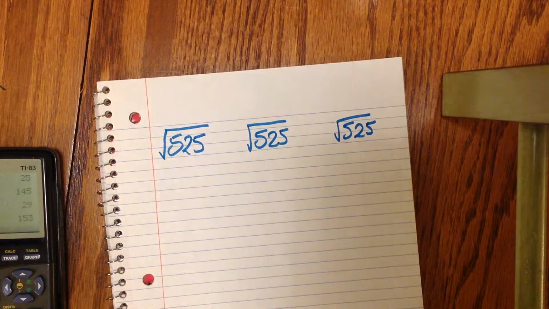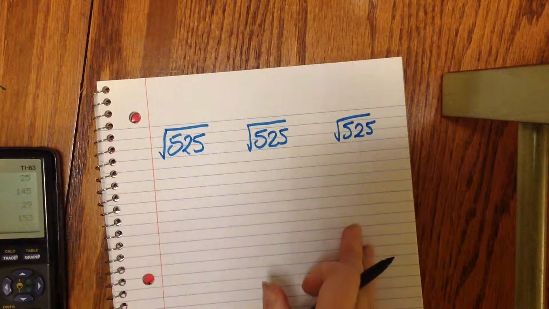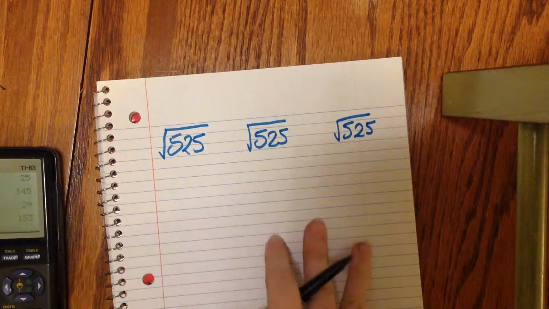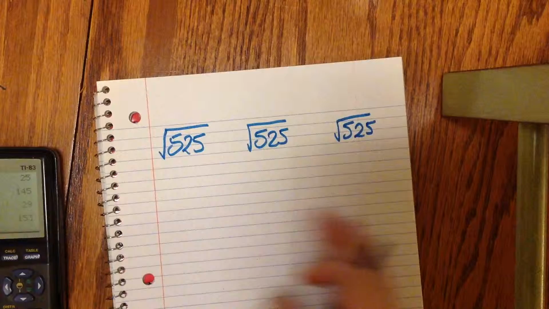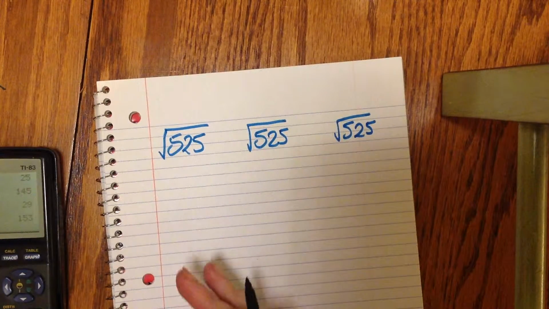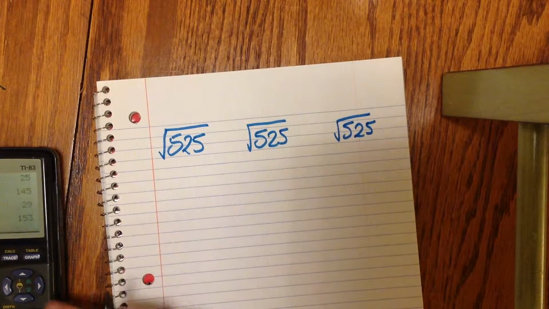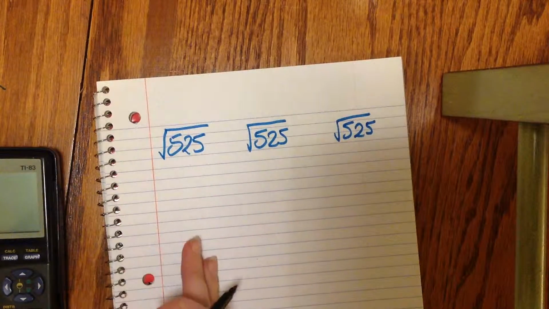Alright, so you can see that I've written the exact same problem 3 different times because I want to do it 3 different methods. I know sometimes doing it one way doesn't make sense, but hopefully one of these 3 will click with you and you can see and understand why we're doing what we're doing when we find radicals or simplify radicals.